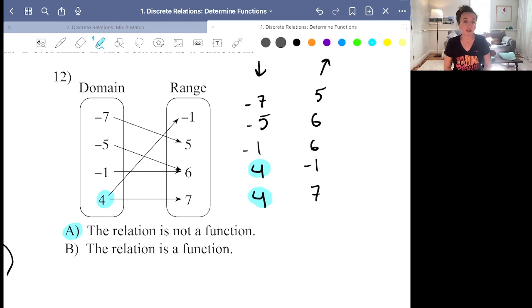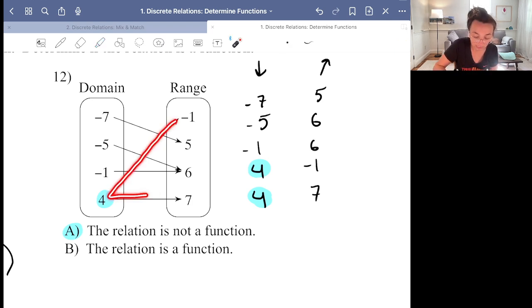And if you still don't get it, a little trick is that we just can't have it look like a V. Nothing in the domain, or the X side of the map, can be going to two different things. If that helps. Maybe it does, maybe it doesn't, I don't know.